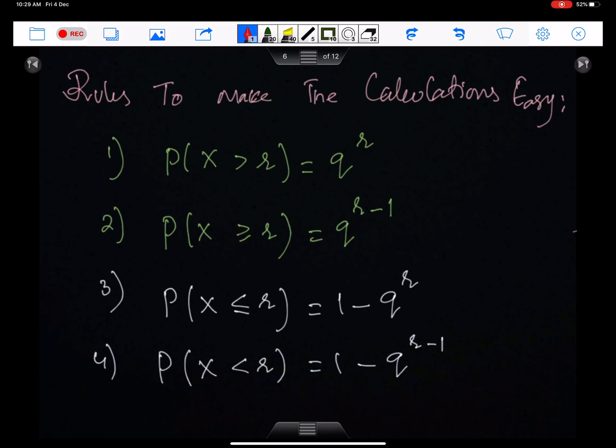When we have lesser equal to sign, then the probability will be 1 minus q to the power r, opposite to this. If this probability is 0.3, then this will be 0.7, because these are two opposite inequalities. And when we have not equal sign, then the probability will be r one minus q to the power r minus 1. Same thing, just the power is r minus 1. So you can learn these rules in this way.